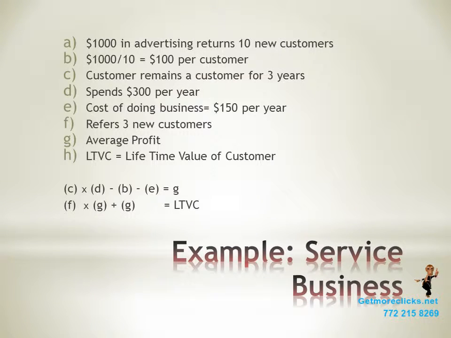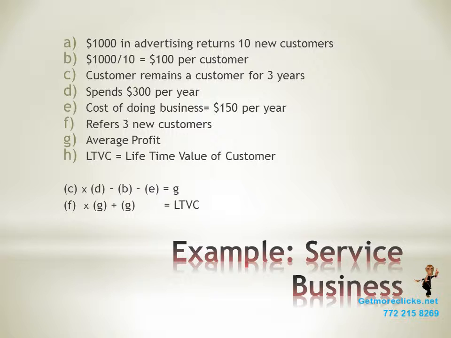I'd like to use an example here of a service business, let's say like an auto repair or something like that. And I'm going to blow through this one slide pretty quickly, because the next one we're going to cover everything in depth. So we have $1,000 in advertising, which returns 10 new customers. So we take 1,000 divided by 10 and we get $100 per customer. That's the acquisition cost. Customers remain a customer in this example for 3 years. The customers spend $300 per year with us. And our cost of doing business in this example is $150 per year. That could be the cost of employees, lighting, etc.